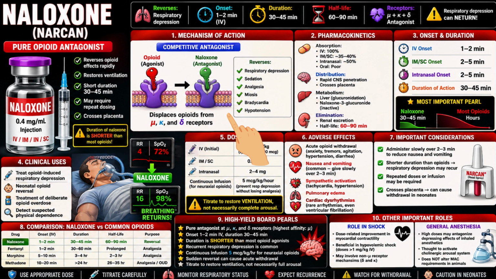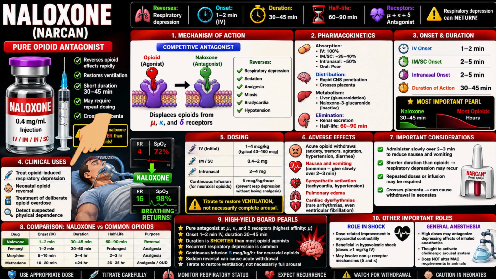Once naloxone displaces an opioid from mu, kappa, and delta receptors, it reverses respiratory depression, sedation, analgesia, pupil constriction, bradycardia, and hypotension. Notice what's on that list. Analgesia is right there alongside the effects you actually want reversed. That's not a side detail. That's the central tension of using this drug, and we'll come back to it.